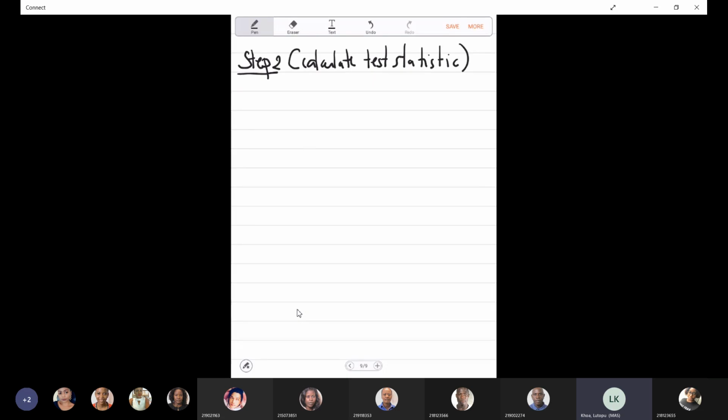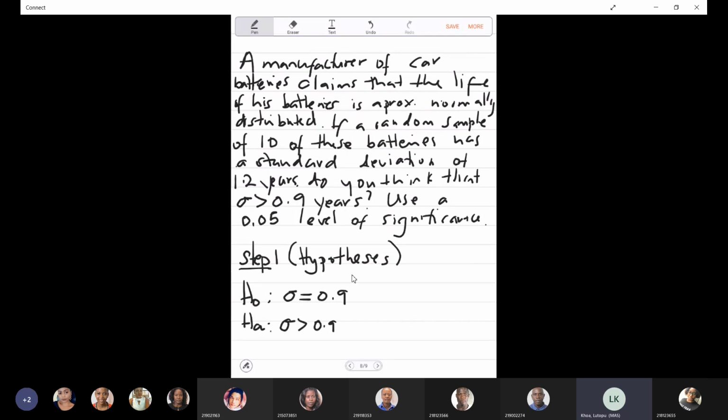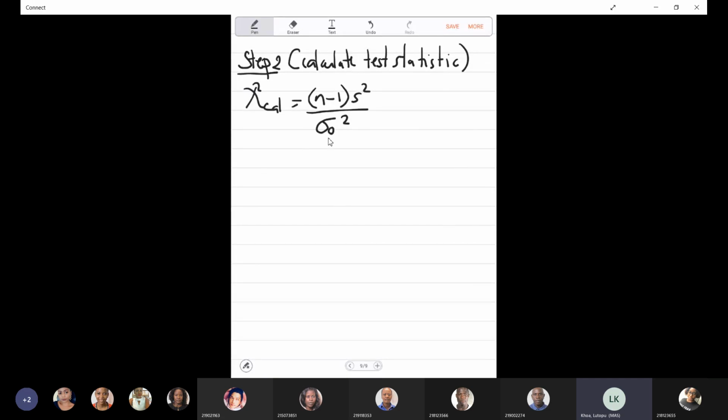So here our chi-squared calculated will be n minus 1 multiplied by s squared over sigma naught squared. Now this sigma naught over here is just whatever your hypothesized variance or standard deviation is. Whatever you have over here is what you are going to substitute over there. Okay, so we work this one out and get our test statistic.